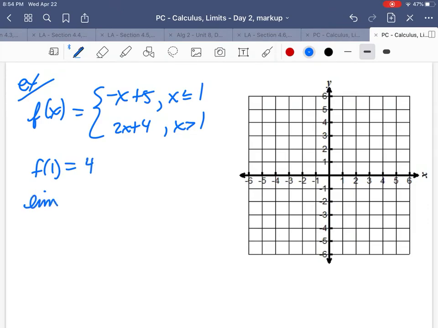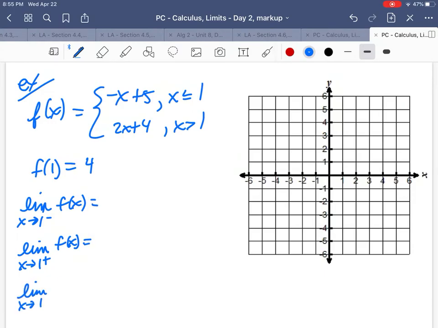So I'm going to ask you a couple questions. What's the limit as x goes to 1 from the left? The limit, oh my goodness, I wrote that so horribly. Oh, erase that. I don't know what I was thinking. All right, the limit as x goes to 1 from the left of my function. The limit as x goes to 1 from the right of my function. And then the overall limit as x just goes to 1 in general of my function.